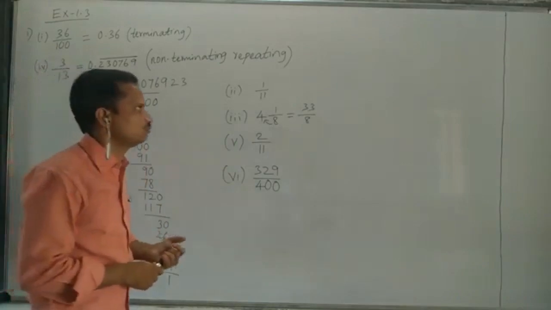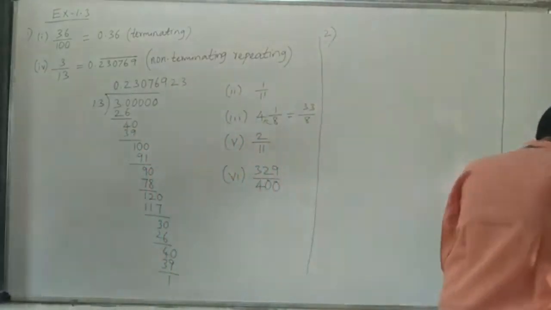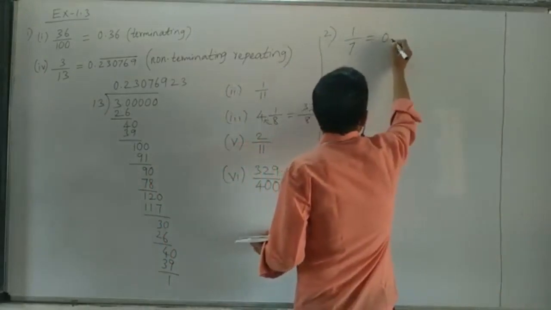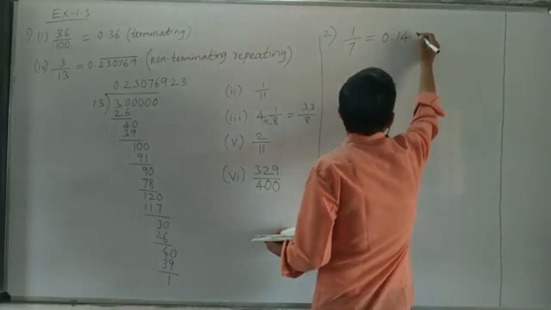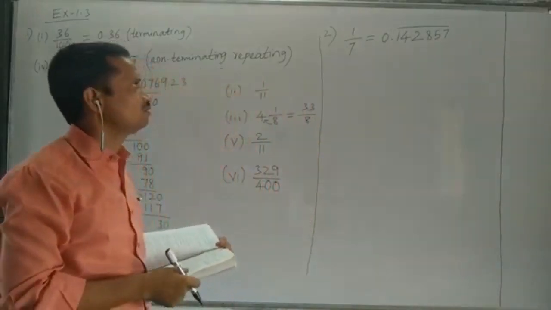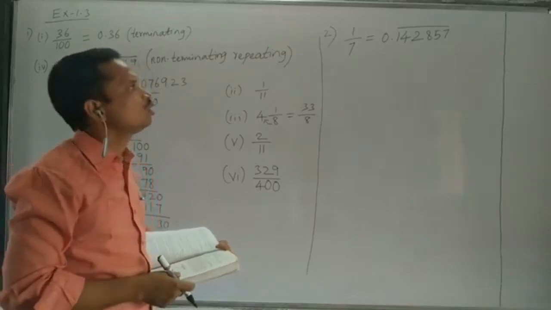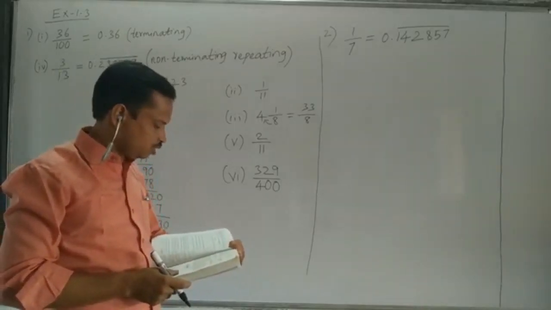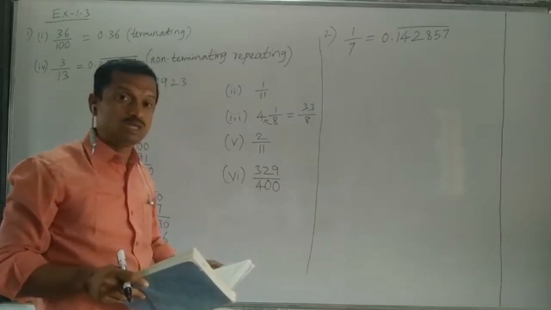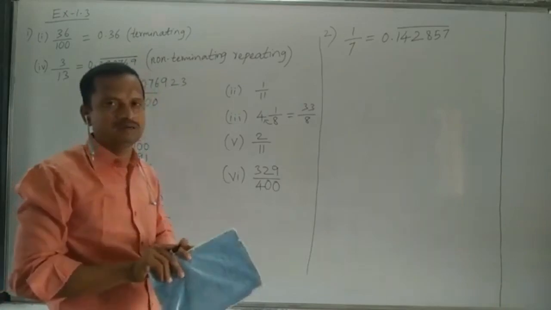And now you move to the second sum. It is given that 1 by 7 equal to 0.142857. It is repeating. Those 6 digits 142857 are repeating, so they put a bar upon that. And can you predict what the decimal expansions are for 2 by 7, 3 by 7, 4 by 7, 5 by 7 and 6 by 7 without doing the long division?